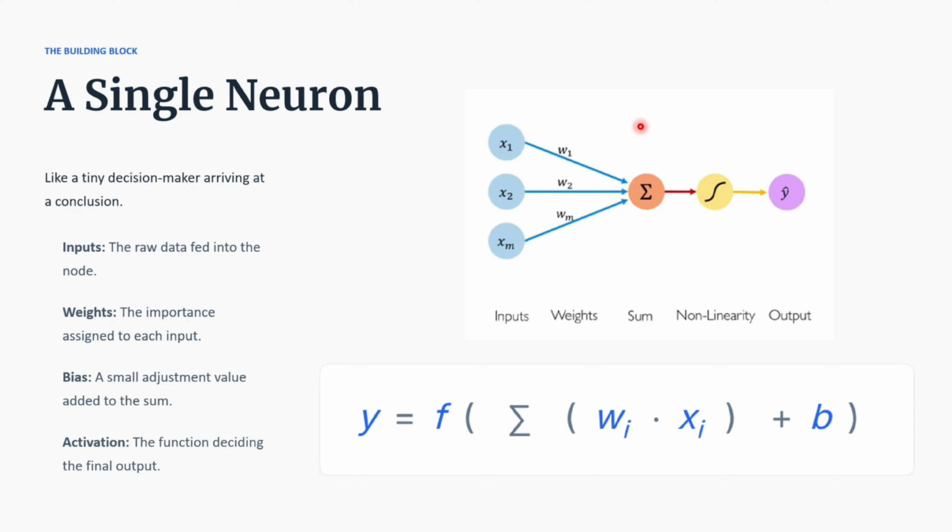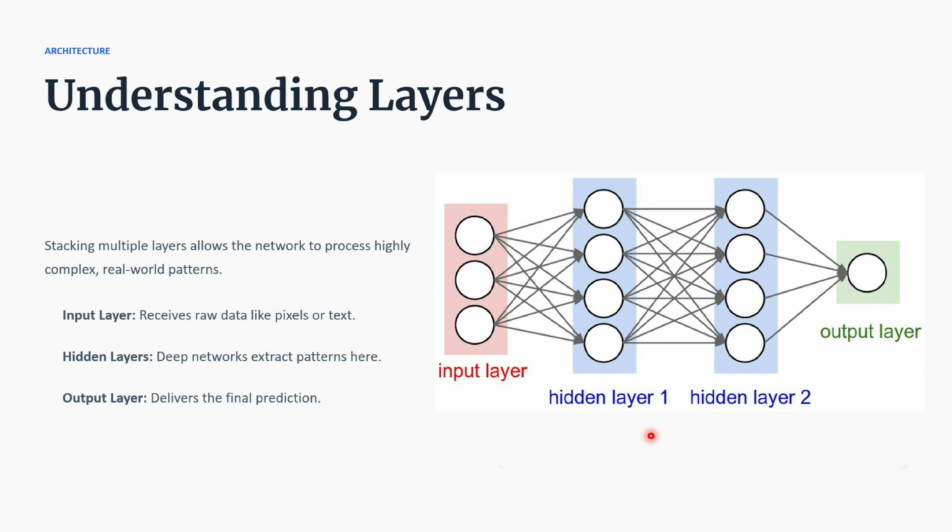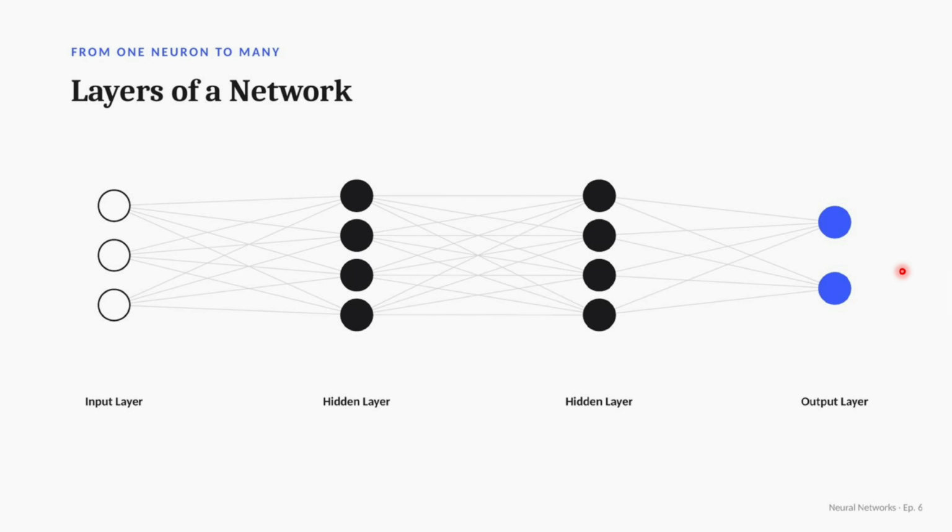The smallest unit of a neural network is a neuron. It takes inputs, applies weights, adds a bias, and passes everything through an activation function. Neurons are organized into input, hidden, and output layers. And learning happens through a repeated cycle of forward pass, calculating errors, and backpropagation, adjusting weights over many iterations until the predictions become accurate.